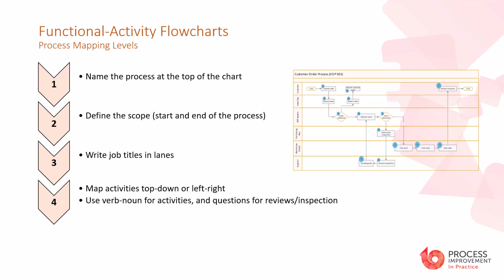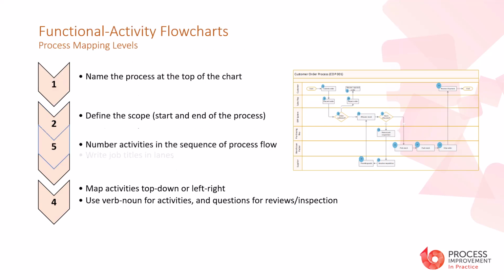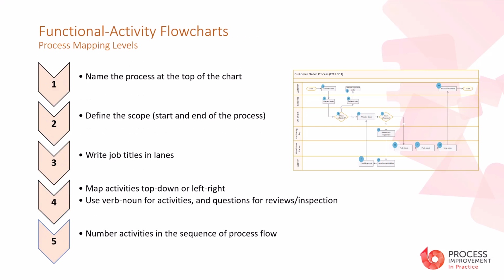Now, you can start building the blocks of the process, namely the activities and decisions involved. Map activities top-down or left-right, and use verb-noun for activities and questions for reviews or inspection. Finally, to make it easier to follow the sequence of activities when reading or analyzing the chart, you can number activities in the sequence of process flow, as shown in the diagram.